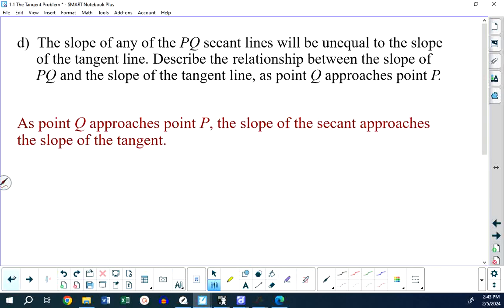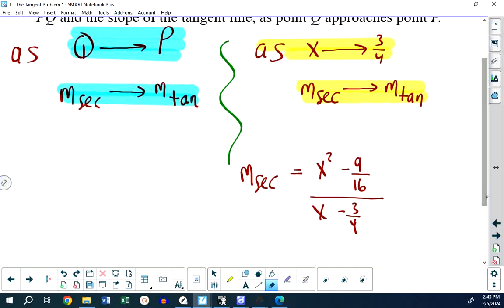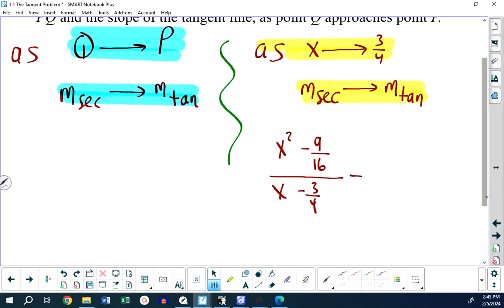But I want to go back to this here. Because I've said that as x approaches 3/4, this approaches what we want to find. Yes? Why can't I just put 3/4 in? We've discussed that already. Because then you'll be dividing by 0. And from a practical standpoint, you will have P and Q in the same location. You can't do that. You can't find a slope that way.